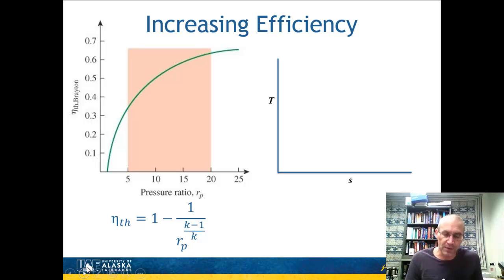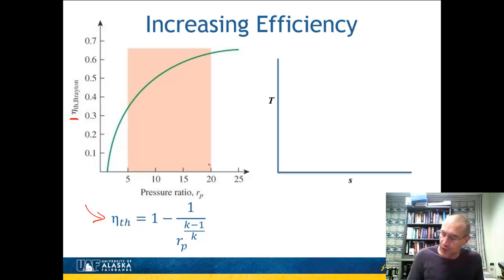A couple things in terms of ways to increase the efficiency of the cycle. First, on the left, I have a plot of the efficiency of the Brayton cycle as a function of the pressure ratio. This is just a plot of this equation right here. As I increase the pressure ratio, I increase the efficiency. There's some law of diminishing returns, but a pressure ratio anywhere from 5 to 20 would be typical for most power generation cycles.